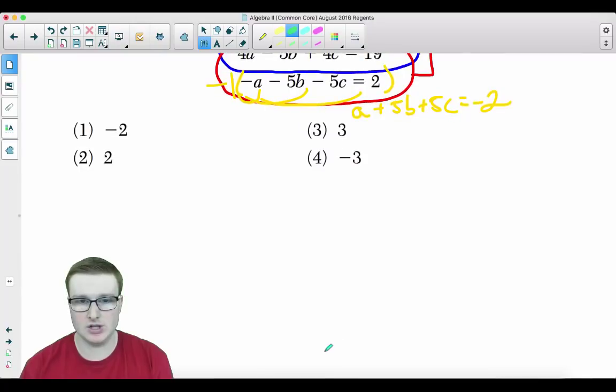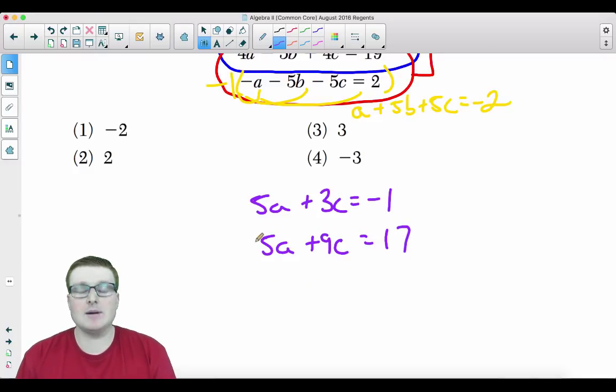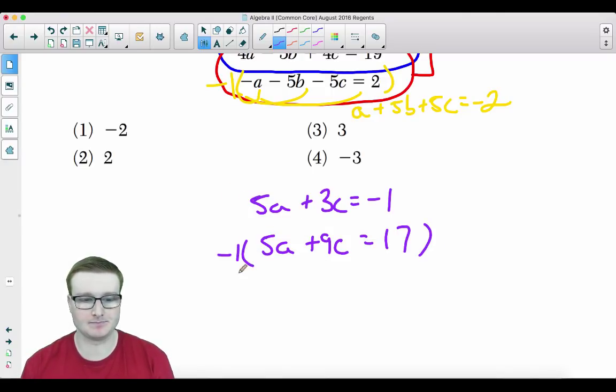Okay, so I'm going to set these up. So we have 5a plus 3c equals negative 1, 5a plus 9c equals 17. I'm going to get rid of the a's because the a's are easier to get rid of. I don't want to get rid of the c's because then you got to multiply this by a negative 3. I don't want bigger numbers. I want to multiply this by a negative 1.